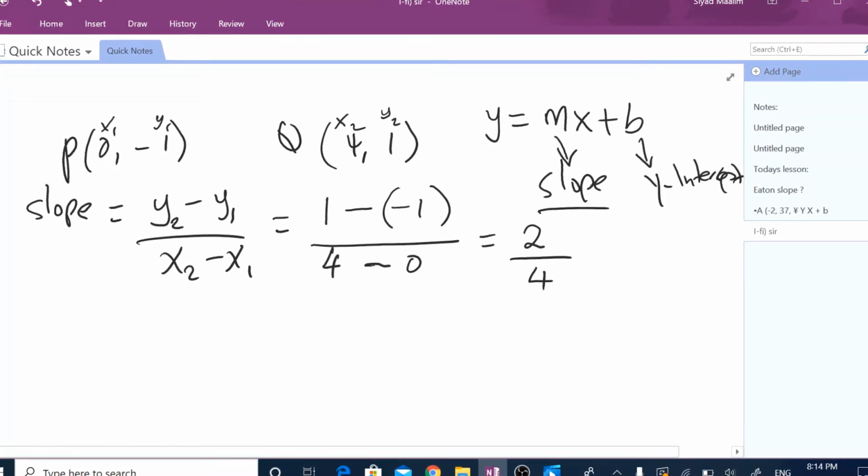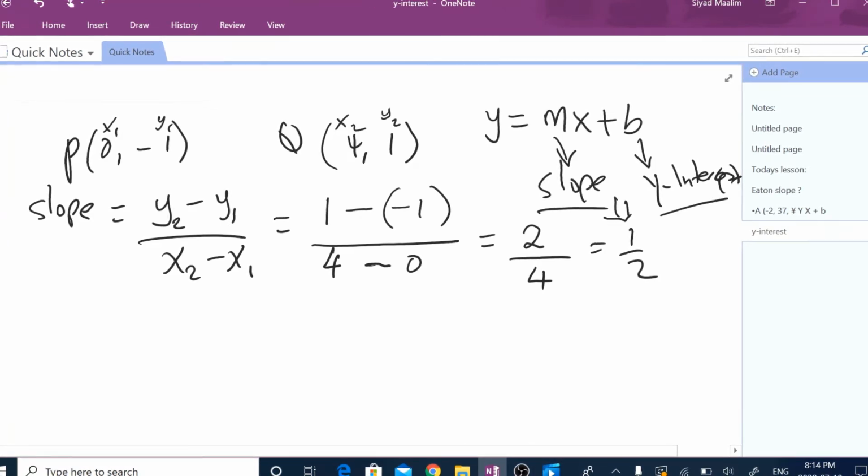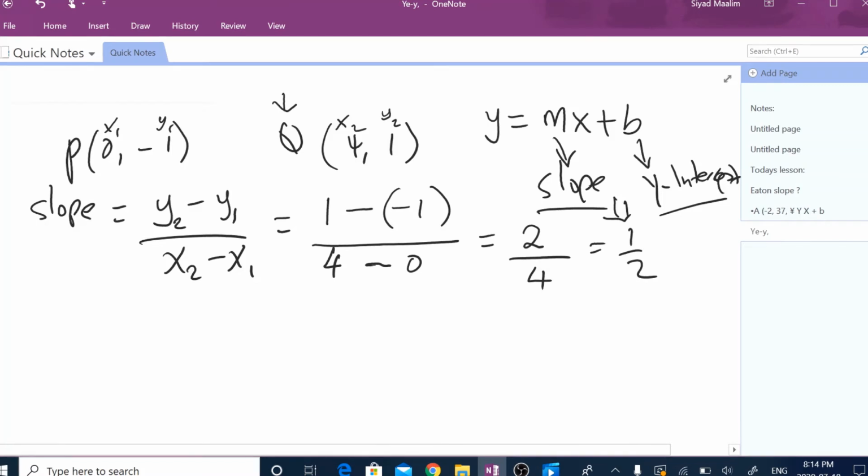4 minus 0 is 4. So therefore, my slope is half. Now that I found the slope, I need to find the y-intercept. In order to find the y-intercept, we use one of our points. You can use any of these 2 points. Let me use point Q.